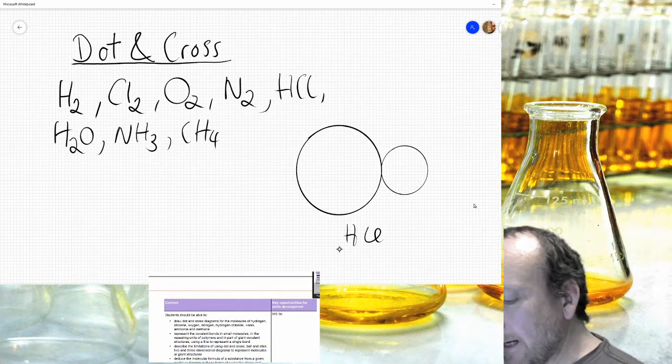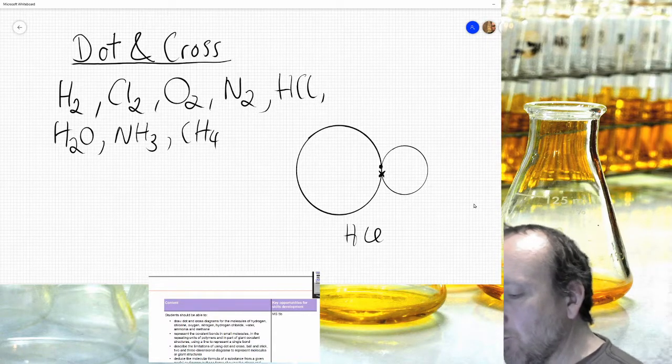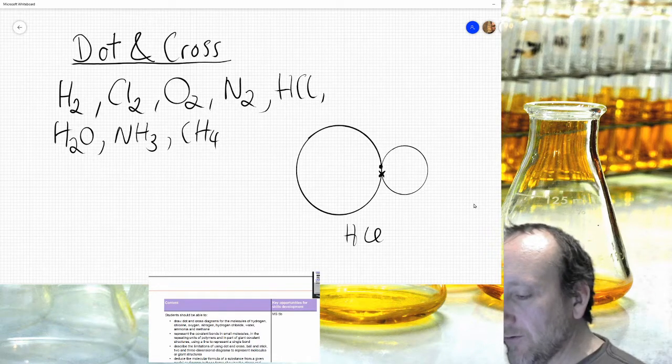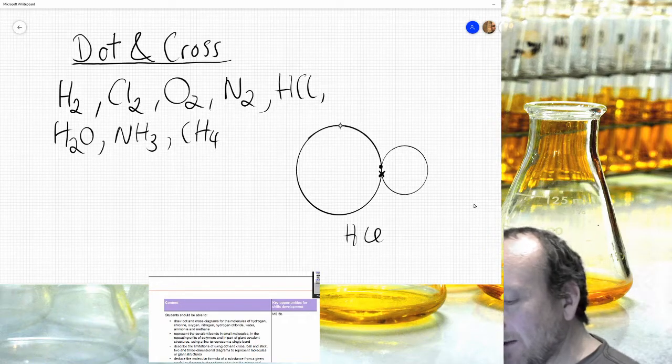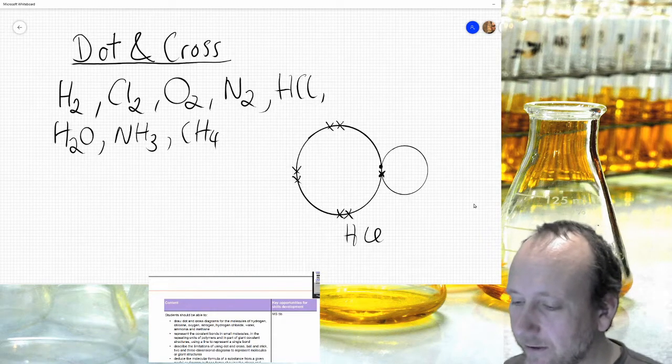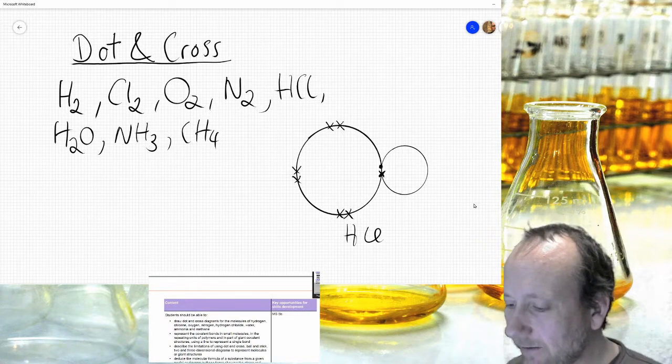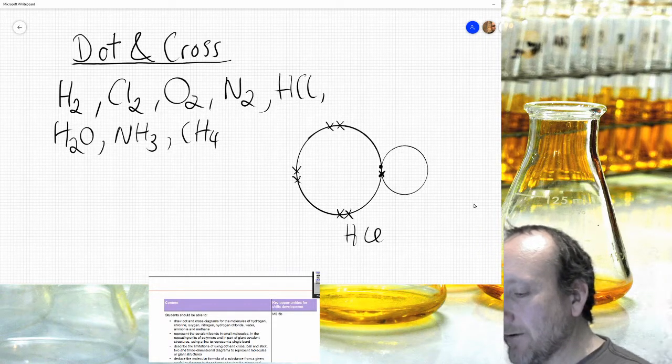Hydrogen chloride. Hydrogen now needs only 2 electrons in its outer shell, but it can only contribute 1 electron. So it will contribute its 1 electron, and chlorine will also contribute its 1 electron. Now, chlorine is in group number 7. That means it has 7 outer electrons. And luckily for us, that has to work out if the formula is HCl, which it is. So if we count around the outer shell, 1, 2, 3, 4, 5, 6, 7, 8.